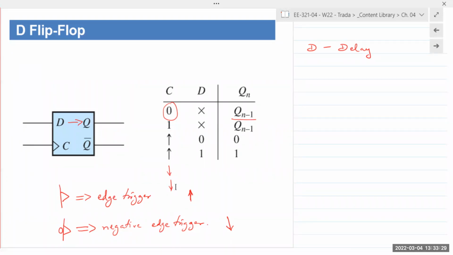Yeah, it's basically the system doesn't care what the input is. It could be 0 or it could be 1, but the output doesn't change.